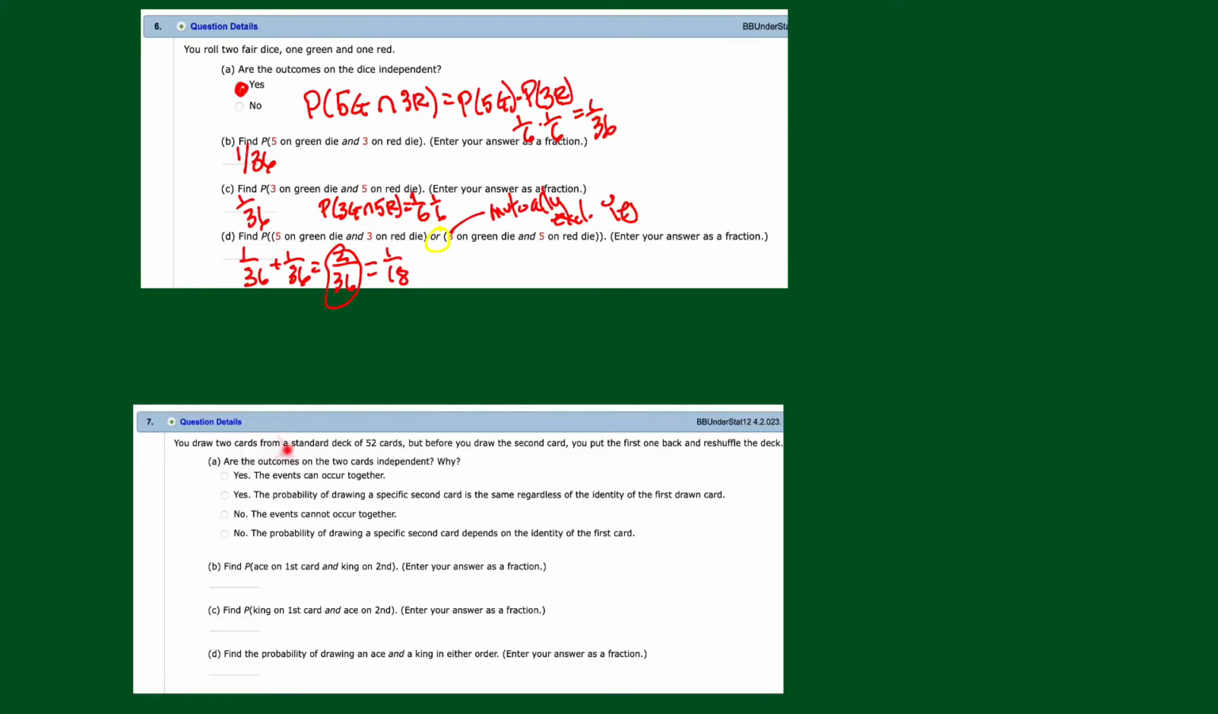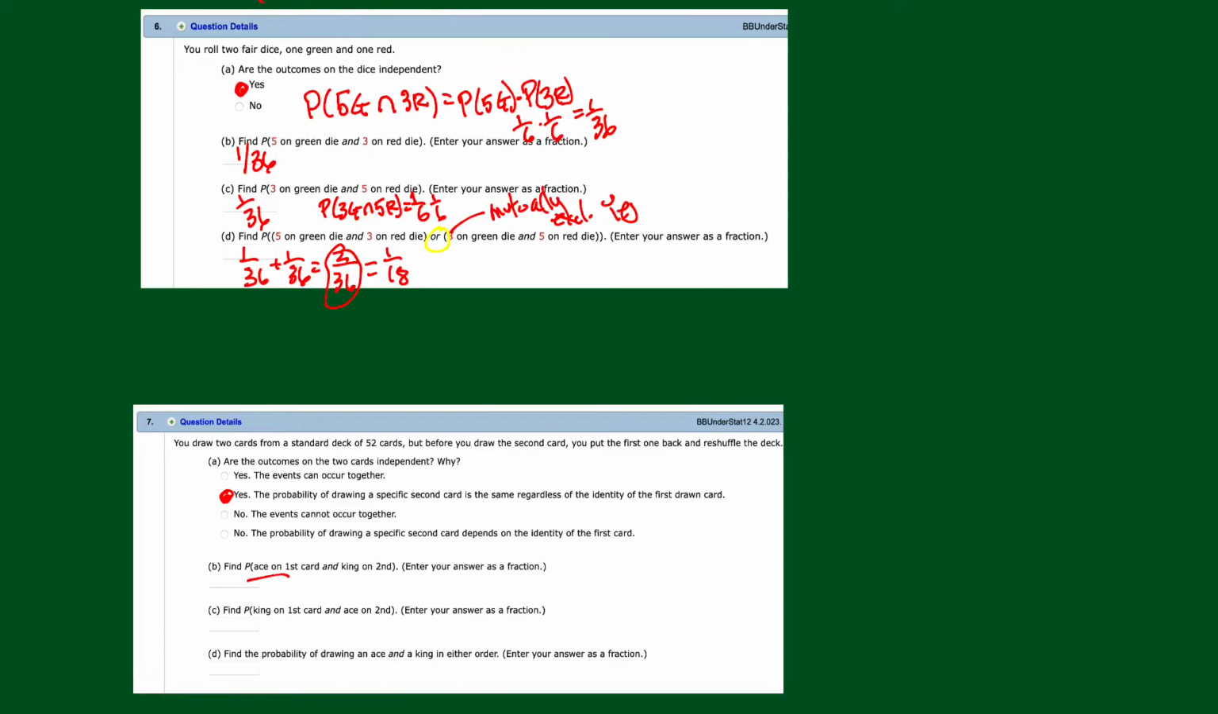Number 7, you draw 2 cards from a standard deck of 52. But before you draw the second card, you put the first one back and then reshuffle. Okay, part A. Are the 2 outcomes independent? Yes, because you're sampling with replacement. So the answer is yes. So yes, the events can occur together. Yes, the probability of drawing a specific card on the second is the same regardless of the identity of the first card. That is true. So I'm going to go with this selection right there.